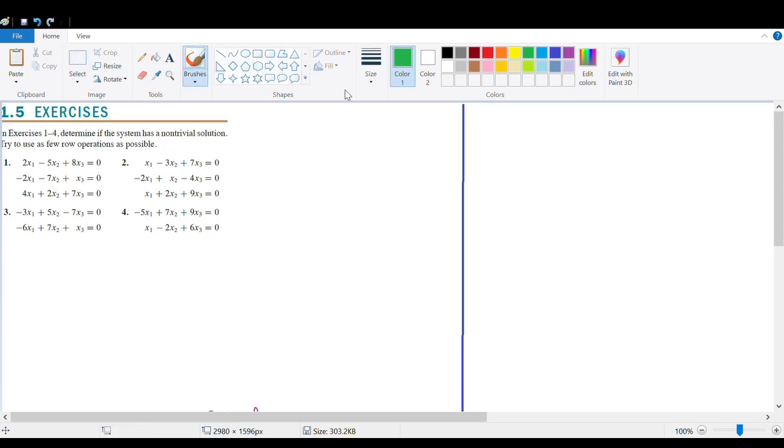In exercises 1 to 4, determine if the system has a non-trivial solution. Try to use as few row operations as possible. If the system has a non-trivial solution, that means the system should have at least one free variable.